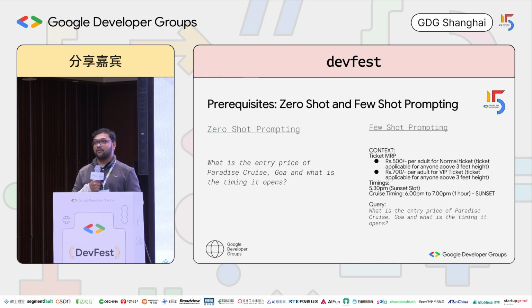and few-shot prompting is. So zero-shot prompting is basically providing certain instruction to the LLM without any example. So the instruction would be like, what is the entry price of Paradise Cruise, Goa, and what is the timing it opens? So I've just given some instruction to the LLM, but not provided any details as such. So that is where the zero-shot prompting comes.